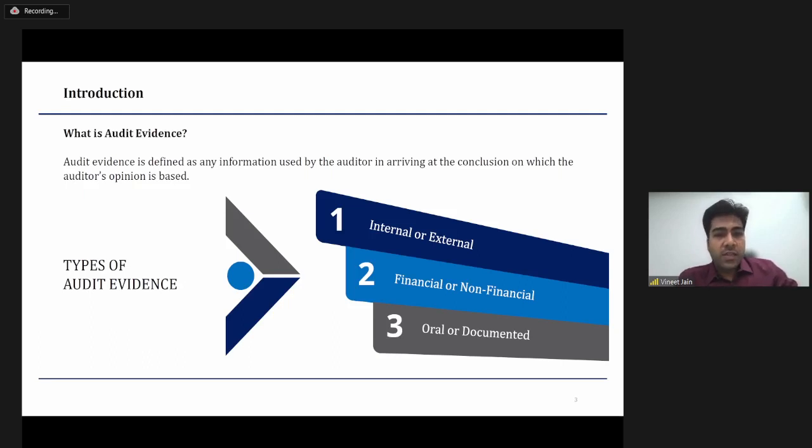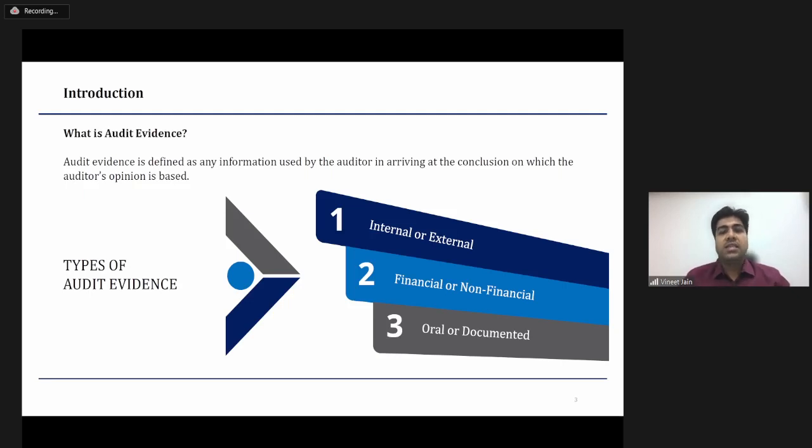So audit evidence is basically any information used by the auditor in arriving at the conclusion on which the auditor's opinion is based. That is very important. Three types: internal or external, financial or non-financial, oral or documented. We will be further discussing which type of audit evidence is more reliable, which is relevant, which is sufficient, appropriate, during this deliberation, covering each and every aspect of this.